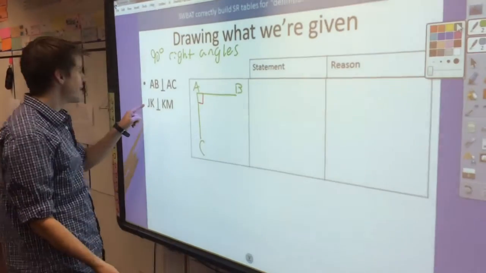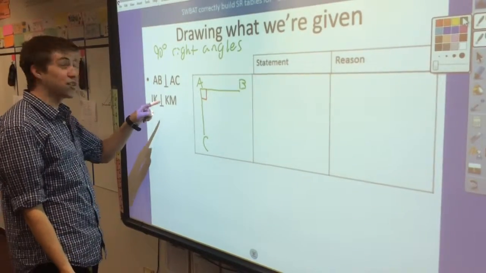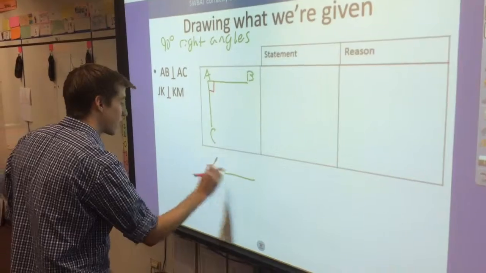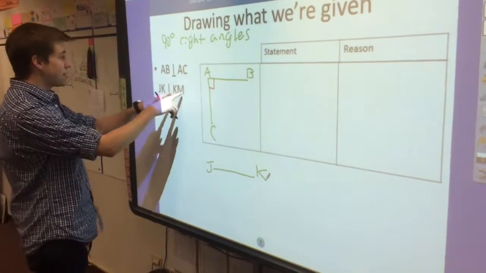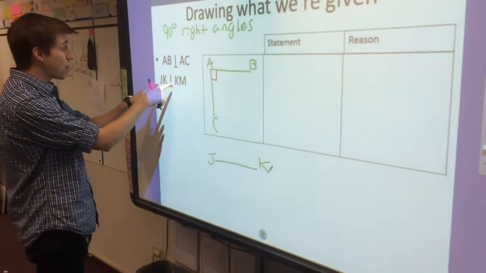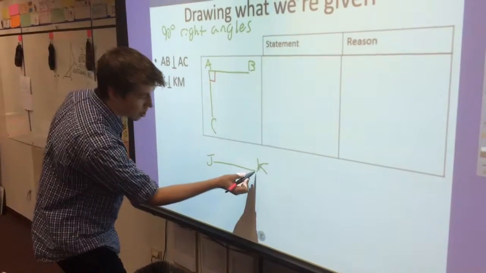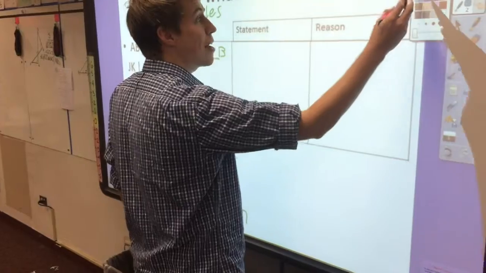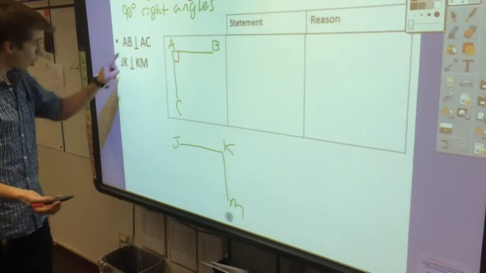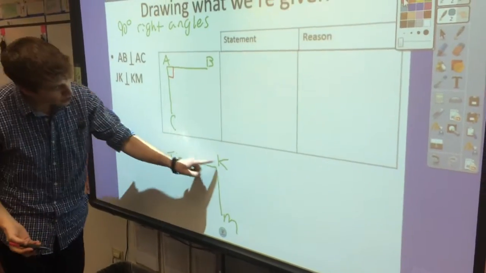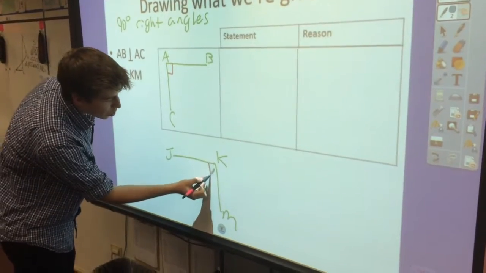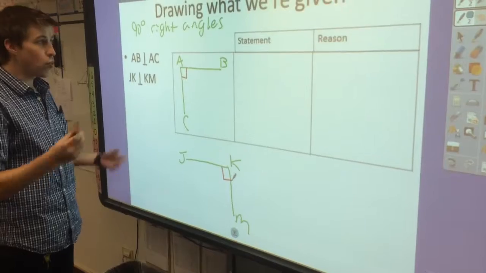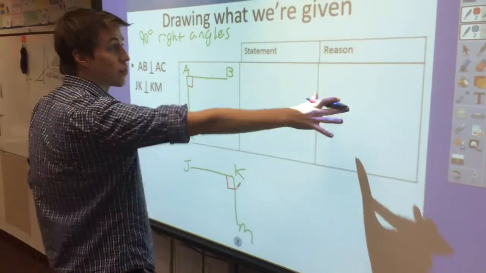JK is perpendicular to KM. So we're going to draw JK. And I see LM. They have K in common, so that's where they're going to intersect with each other. So I'm going to start at K and go down to M. And once again, the automatic knowledge we get from perpendicular lines is wherever they intersected, we automatically know there's a 90-degree right angle there. So what does this look like with a statement and a reason?